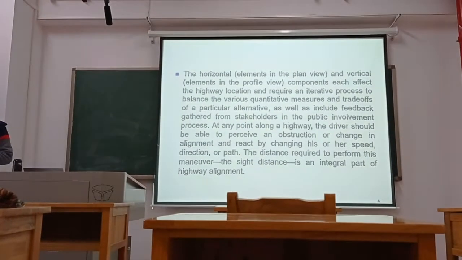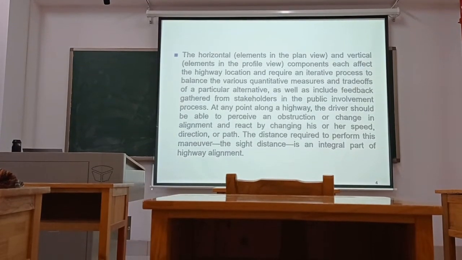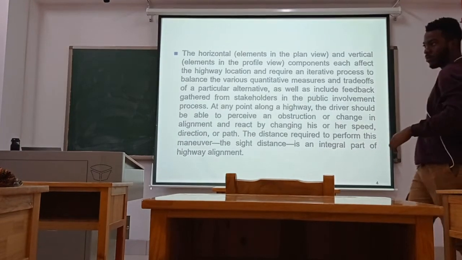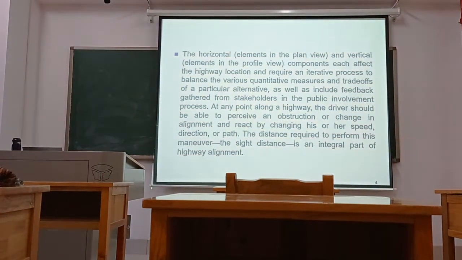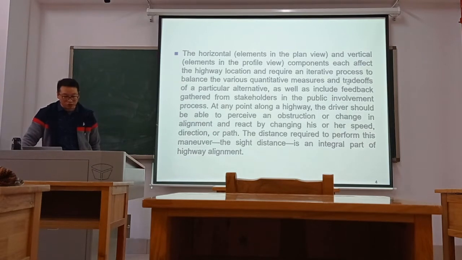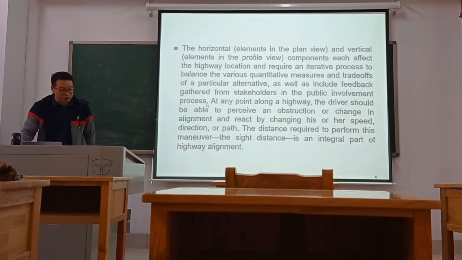Horizontal alignment elements in the plan view and profile view. This is horizontal and vertical. Components, each of which affects the highway location and requires an iterative process to balance the various quantitative measures and trade-offs of particular alternatives, as well as include feedback generated from stakeholders in the public involvement process.